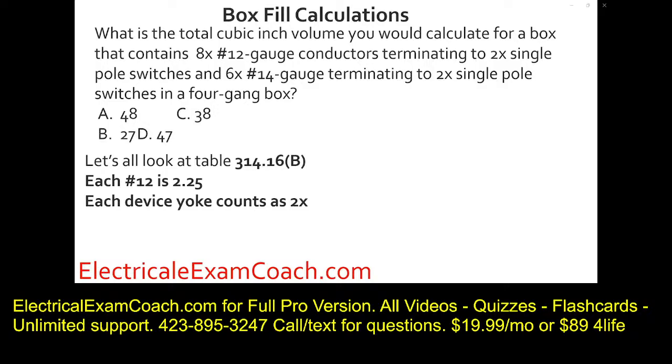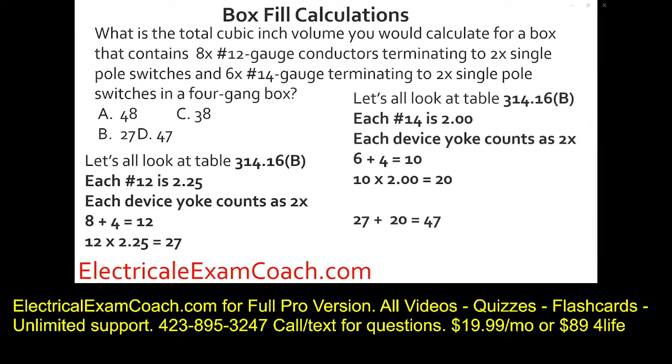Let's go ahead and deal with our 12s. We know that we have 8 conductors and 2 devices for those 12s, so each one of those devices counts as 2 more, giving us a total of 12 12-gauge conductors. We bear the math out, and we end up with 27 cubic inches. Now we just do the same for the leftover devices. We have our 6 original conductors, and we have 4 more based off of our count, because remember, it's based off the largest wire that terminates to that device. We bear that math out, total the 2 together, and end up with 47 cubic inches. Let's get to it.